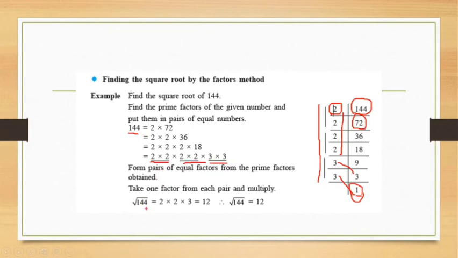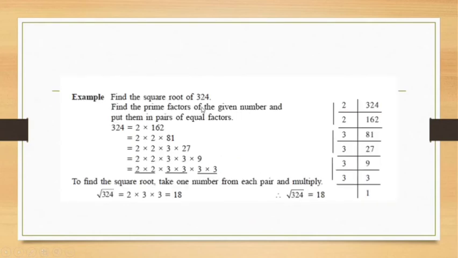Therefore, the square root of 144 is equal to 1 time 2 is taken, 1 time 2 is taken, again 1 time 3 is taken. Clear? Therefore, the square root of 144 is equal to 2 multiplied by 2 multiplied by 3, which is 12. Obviously, if I ask you what is the square of 12, the square of 12 is 144.